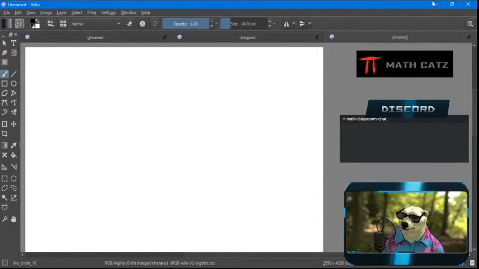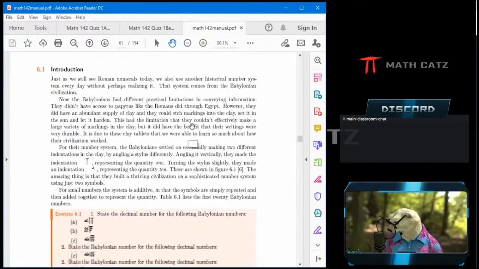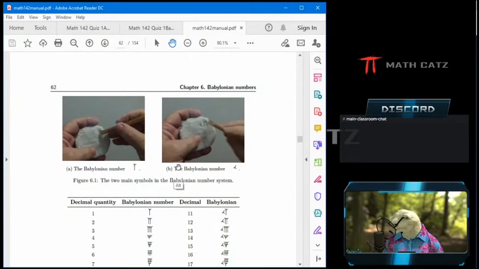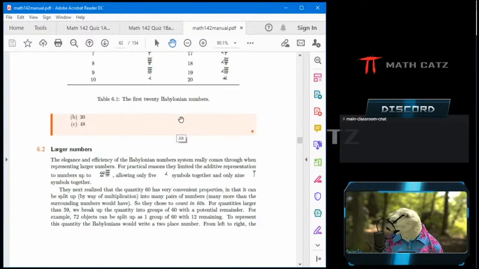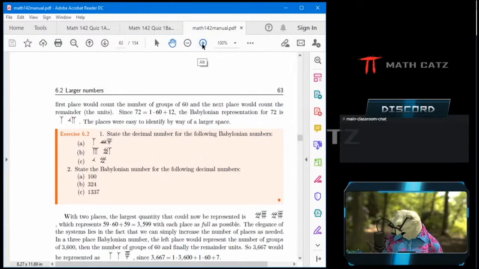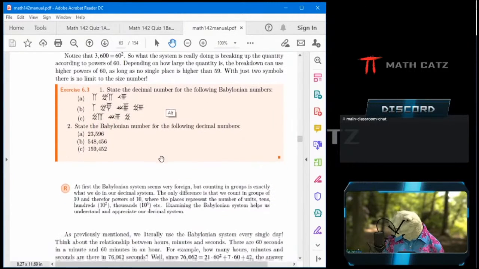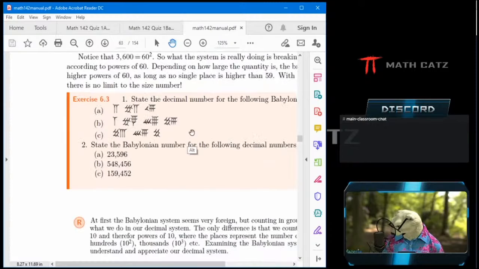Okay, let's see. I think I have it here. There we go. So we've done that exercise. We saw the clay, larger numbers is where we're at. It must be this one. No, have we not? We've done this one. Exercise 6.2 we've done. I'm looking for this one. Yeah, 6.3.